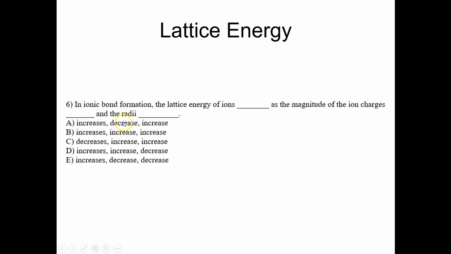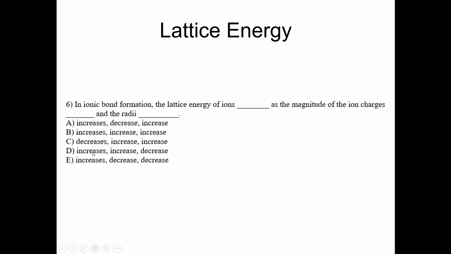So increase, decrease is going to be wrong. Decrease, increase is going to be wrong for C. Increase, decrease is going to be wrong for E, I'm sorry. So my answer, just in terms of the first two blanks, has to be either B or D. Well, they both say increase. So what about the radius causes a thing to increase? If the radius gets smaller, that's going to cause it to increase.